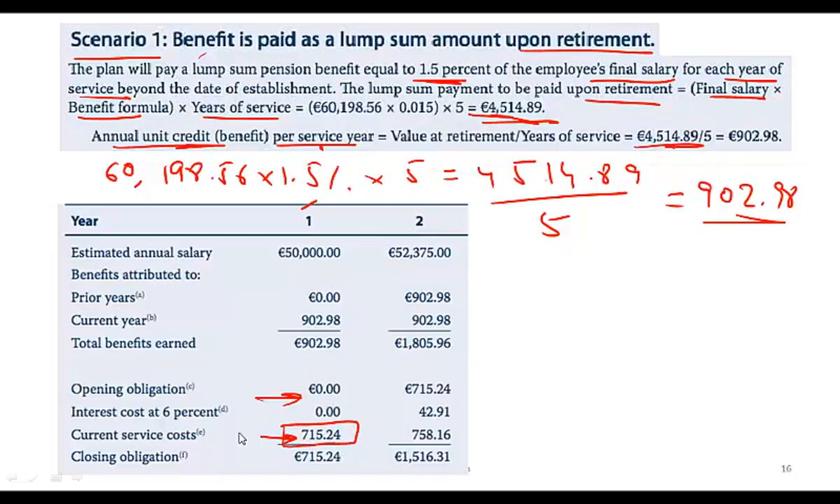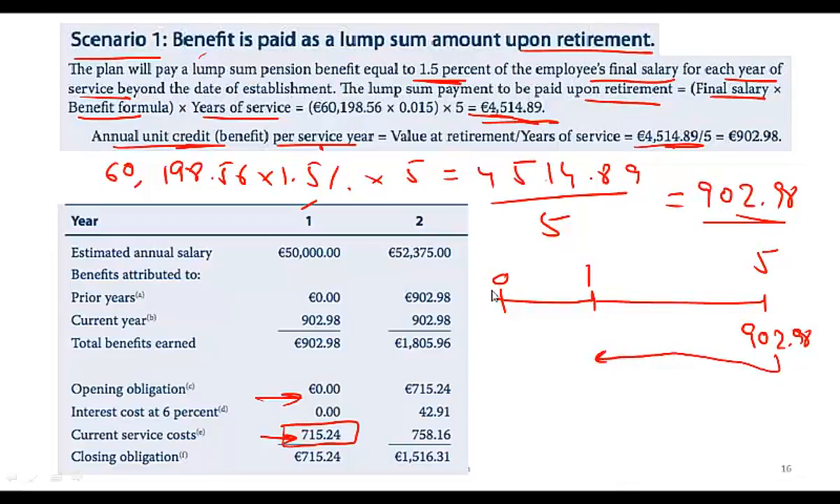715.24. This is at the end of year 1. This is the present value of the 902.98 that he would get at the end of year 5. If you discount it back to the end of period 1, you should get 715.24.